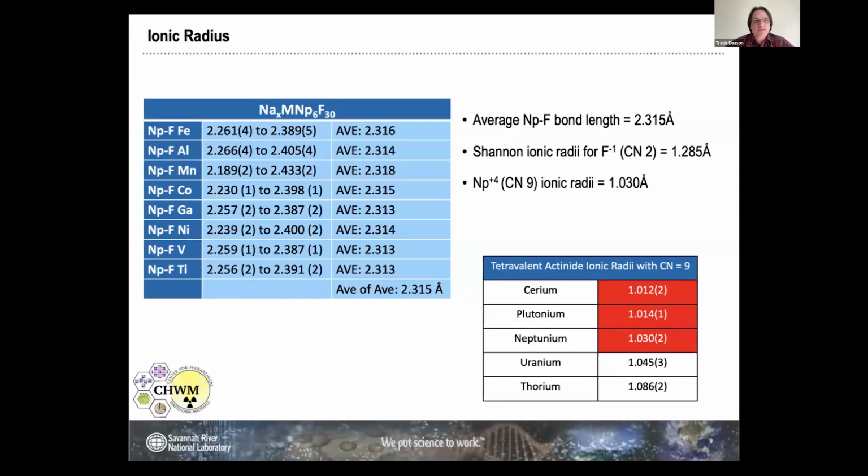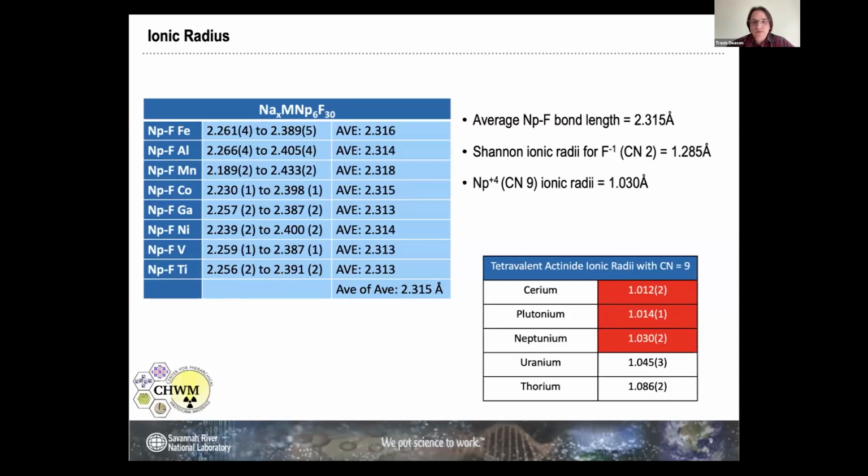So like I said, each structure is made of Neptunium bonded to 9 fluorines. So I was able to take those Np-F bond lengths and average those. You can see that in the chart. And then take the average of those averages. And that's where I get the 2.315 angstroms from. I subtract out the ionic radii for fluorine itself, which is known and reported, to get the ionic radii of the Neptunium. And so we were also able to go back to the previous research done in our group and do the same thing with cerium and plutonium, which had also not been reported before.